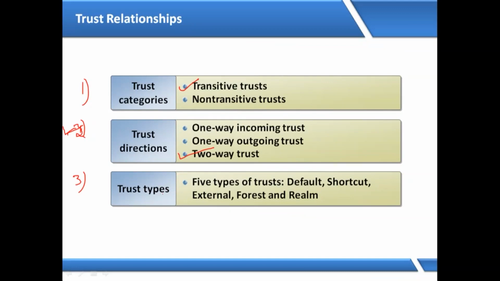Now come to the types of trust. While creating the trust, how many types of trust do we have? Five types. What are they? Default, shortcut, external, forest, and realm. So these are the names of the trusts. We will discuss all these five one by one. Which one is best, that we will configure today? Okay.